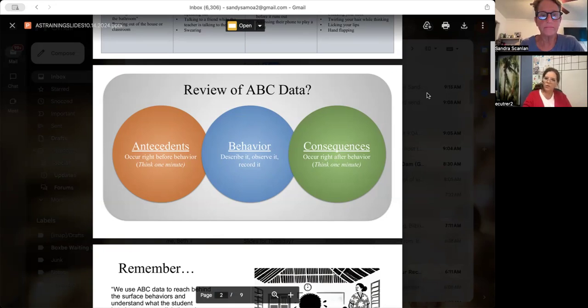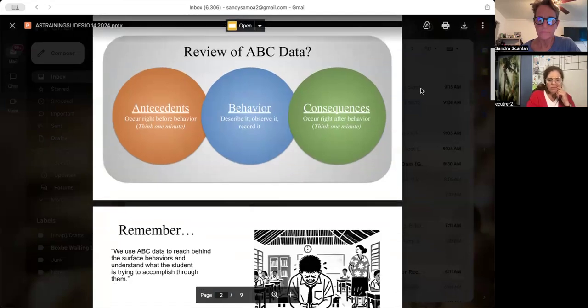And if we do, a lot of times we'll be surprised about what the function of the behavior is. Taking the ABC data will help us to figure out functions of behaviors, because we can look at a behavior and say, oh okay, we think we know what it is, but really we can be more sure about it when we take ABC data. So if you want to go to the next slide, Sandy.